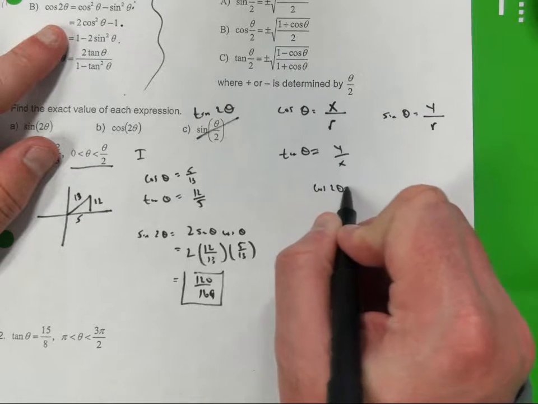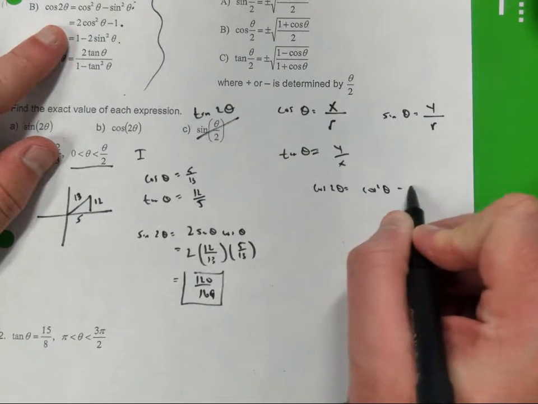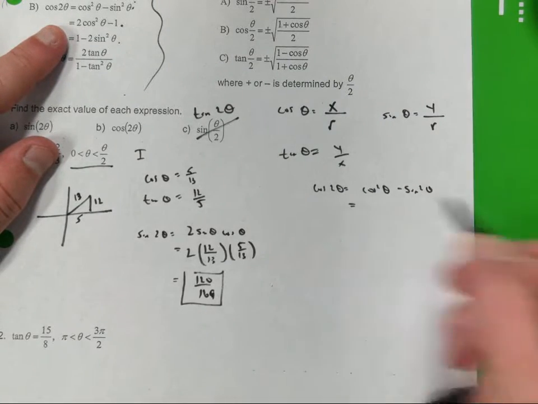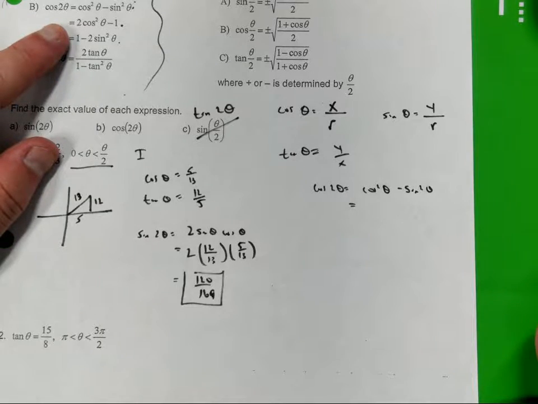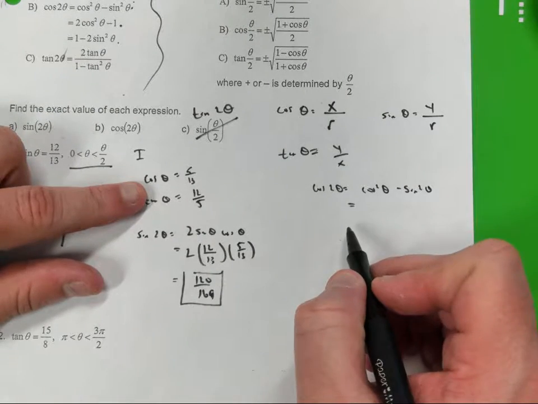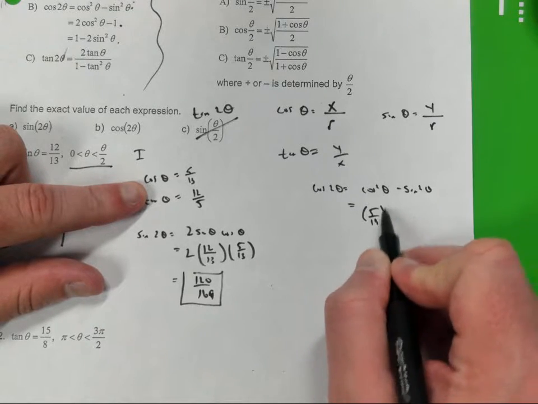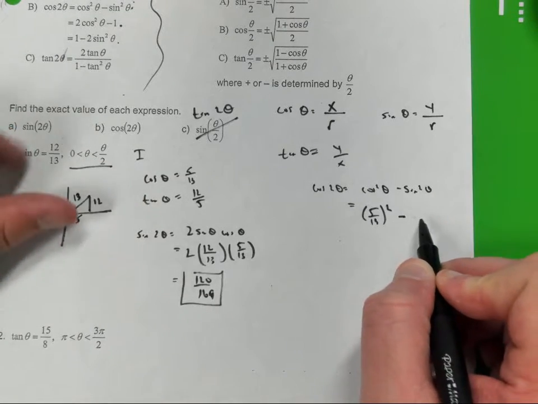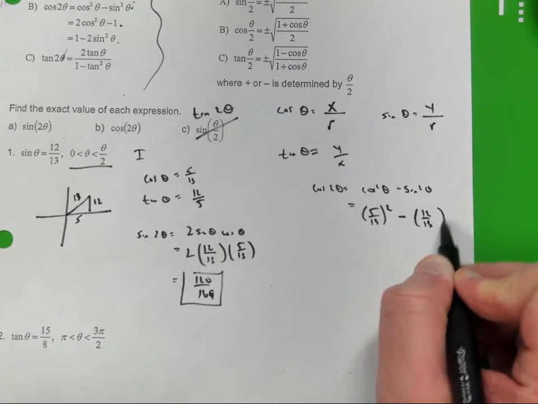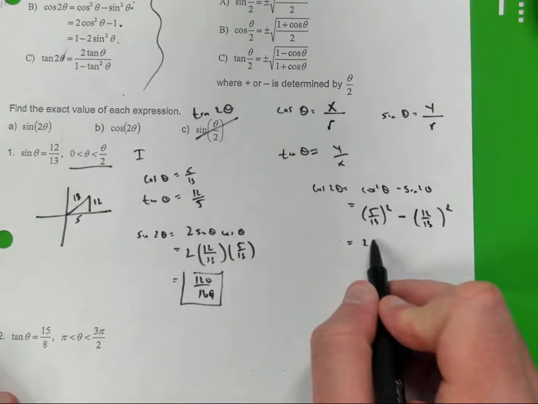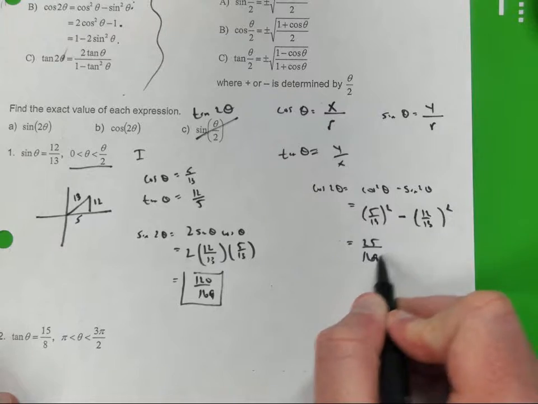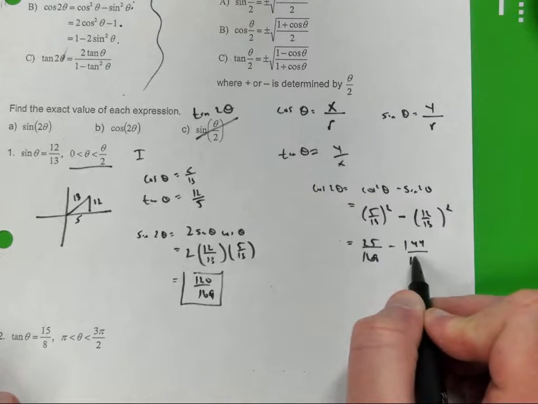Cosine of 2 theta equals cosine squared theta minus sine squared theta. Your cosine is 5 over 13, so I'm going to square that. 5 over 13 squared minus your sine, 12 over 13 squared, gives me 25 over 169 minus 144 over 169.